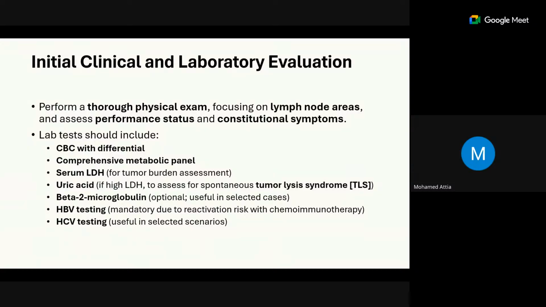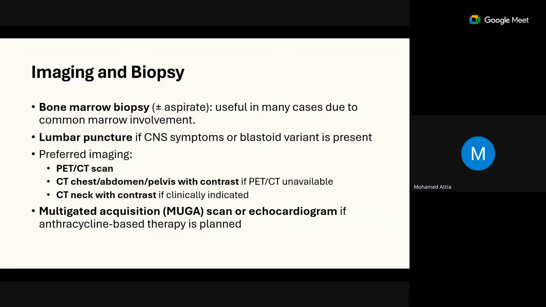Initially, we will do the classical examination. We will do CBC, LDH, uric acid, beta-2 microglobulin, hepatitis B and C, because it is related to hepatitis C positivity. Of course, with a good clinical examination and good history. We will do, as usual, bone marrow biopsy, because either it is stage 4 nodal and will be infiltrating the bone marrow, or it is the leukemic form, which will infiltrate the bone marrow and can be diagnosed by bone marrow. We will do lumbar puncture because the cells can also go into the CNS.